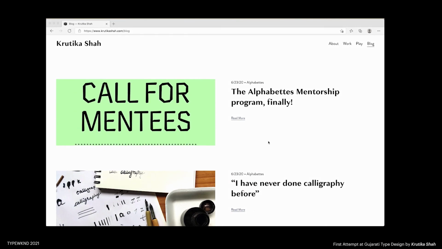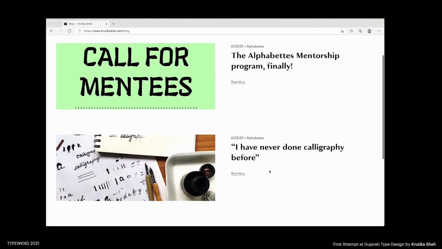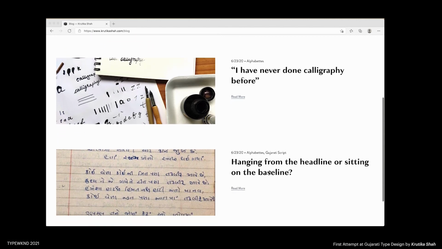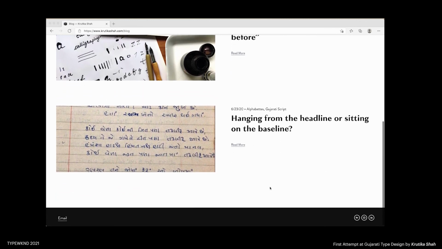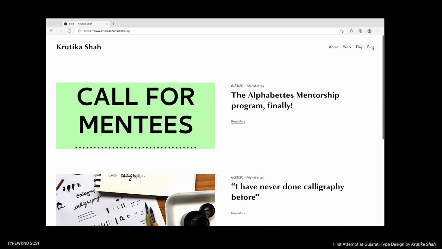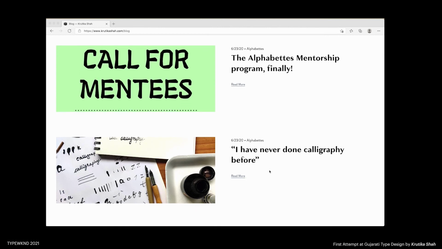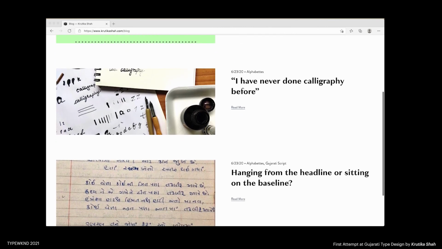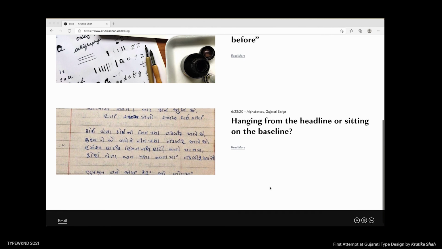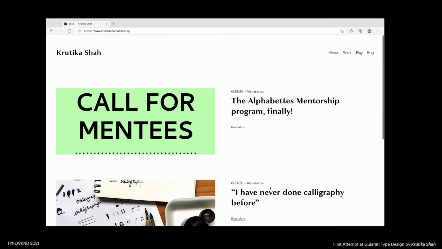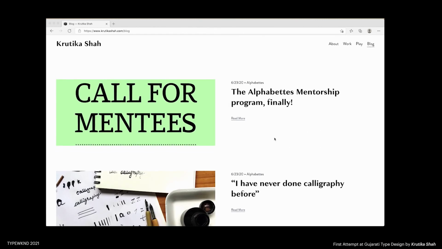Lastly, when I took on this project, I also took up the task of documenting my process and uploading it to my blog for fellow type design enthusiasts like me who could have a second-hand experience of the process. The blog can be found on my personal website, which is www.kritikashah.com.